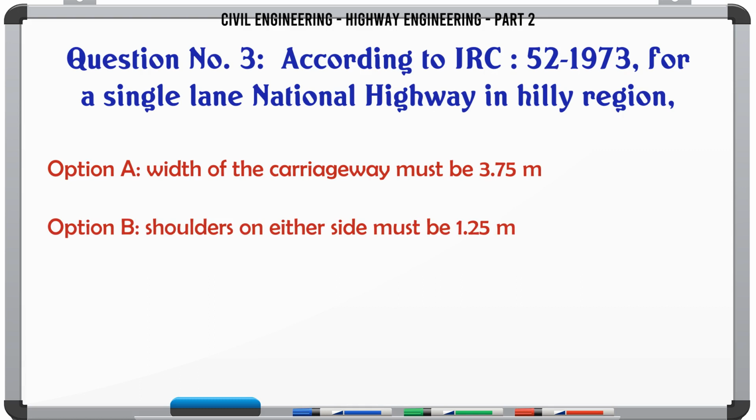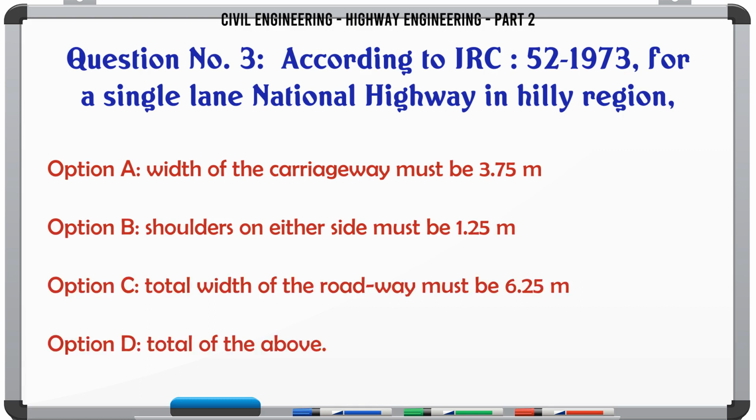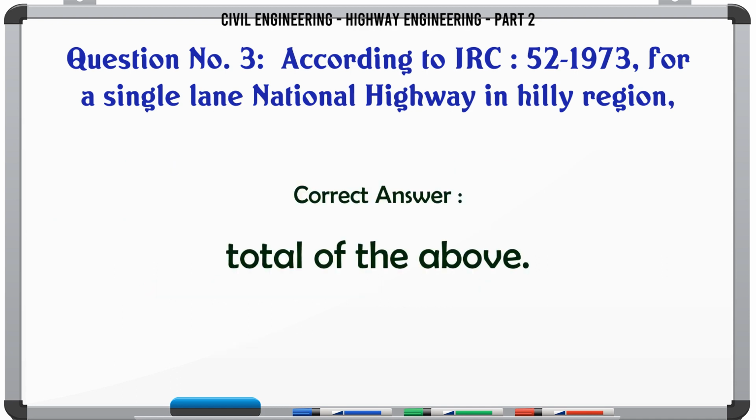According to IRC 52-1973, for a single-lane national highway in hilly region, A. Width of the carriageway must be 3.75 m. B. Shoulders on either side must be 1.25 m. C. Total width of the roadway must be 6.25 m. D. Total of the above. The correct answer is total of the above.